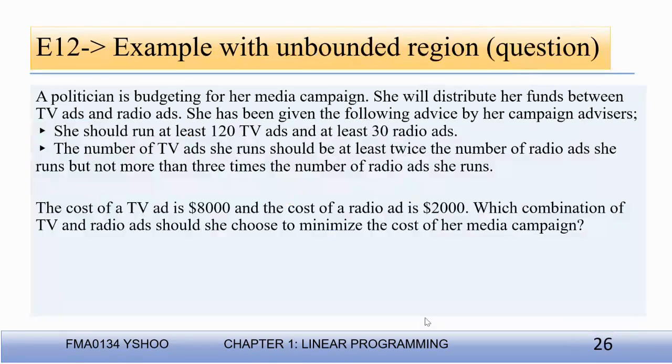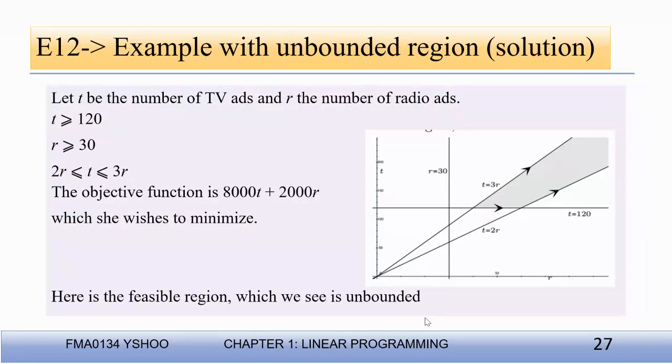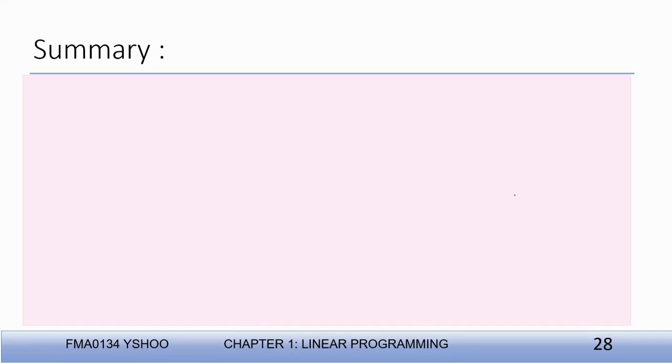Then the last one here is an example with an unbounded region. A politician and so on. This one is called the unbounded region. Because this question wishes to minimize, you have no problem, because this is your corner point, this is your corner point. Unless the question is maximize, you don't have the maximize part. You only have a minimum part. So there's no problem.